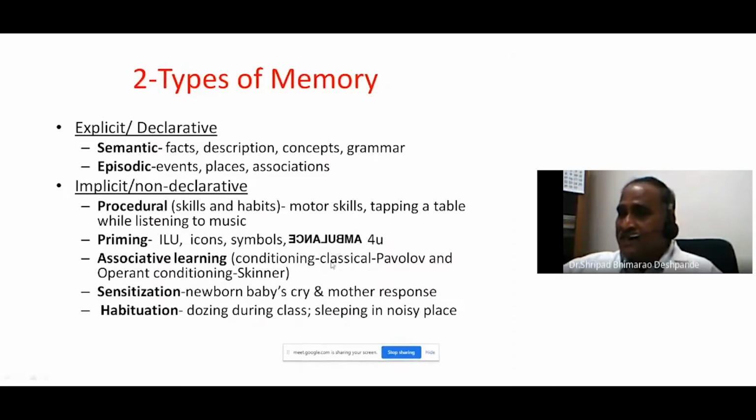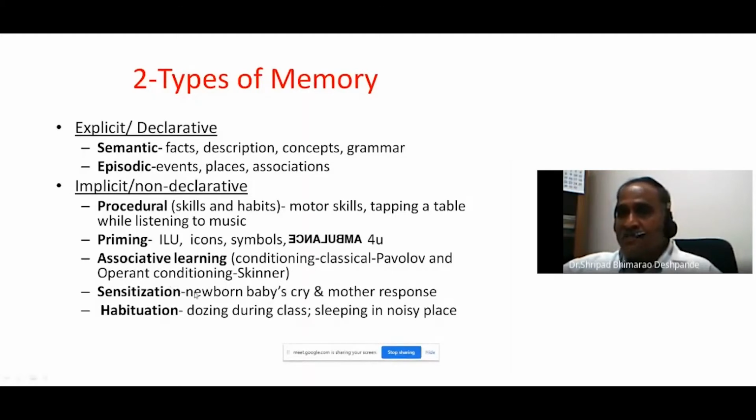One is the classical conditioning of Pavlov, and then the operant conditioning by Skinner. That means we have associative learning, associated with Pavlov's classical conditioning components, or operant conditioning, operated for reward and punishment. So that is Skinner's experiments. Then we talked about sensitization.